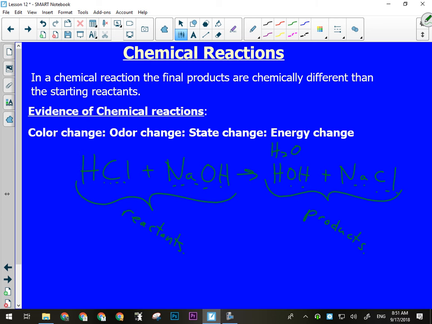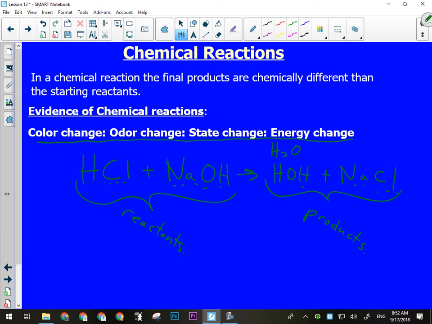Now, the signs here that we see of a chemical change are the result of going from having this stuff, which has certain chemical and physical properties. For example, hydrogen chloride is a strong acid. Sodium hydroxide is a strong base. Anything that has hydroxide in it is a base. Anything that has hydrogen acting as a metal is an acid. So this is an acid-base reaction.